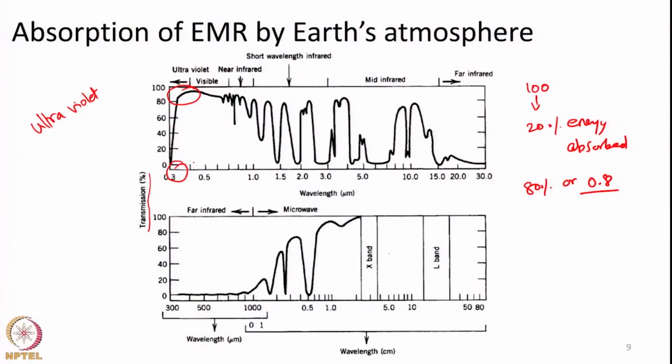After the UV part, if we come to the visible portion of the spectrum, we can see that the transmission is relatively higher, after you cross this particular portion.